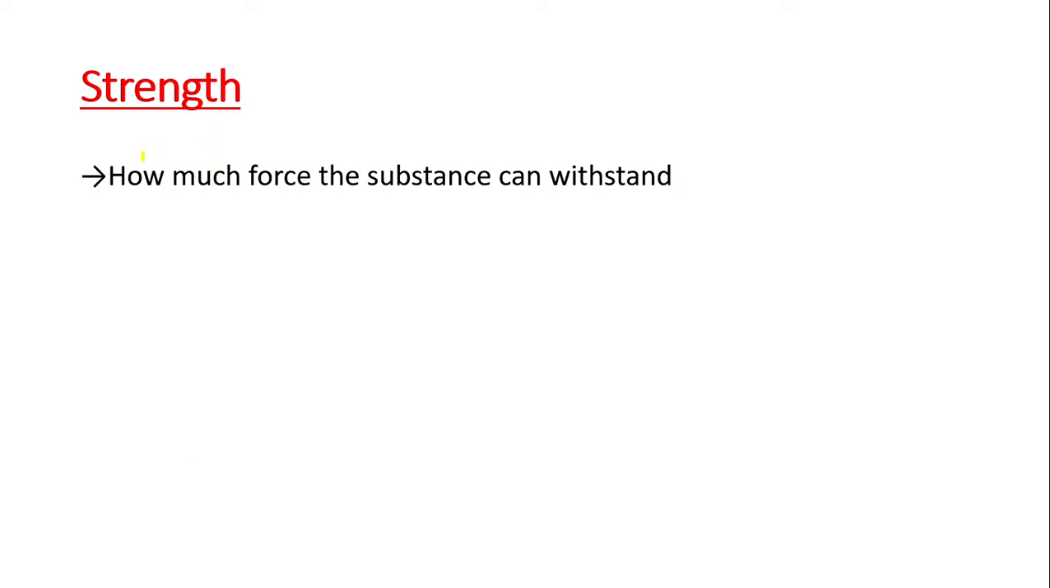Okay, so let's start. The first one is about strength. So strength, what does it mean? It means how much force the substance can withstand, okay? And in the book, they talk about 2 types of strength. The first one is tensile strength, and this refers to if the object will break when stretched. So when we're talking about tensile strength, we're talking about if the object will break when it's stretched, okay?